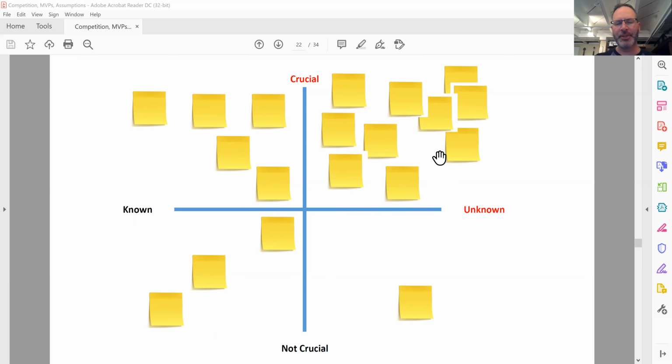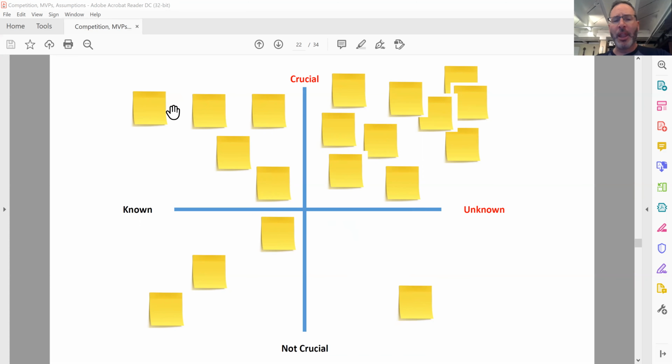Okay, and then decide for yourself, is that crucial to know or not crucial? Is it crucial to know for my business to go forward or not? And what you're going to find is you're going to have a scattershot of all different types of assumptions in all different places. And if it's unknown and not crucial, who cares, right? You don't really need to worry about it. So this lower right-hand quadrant, if you have assumptions down there, forget about it.